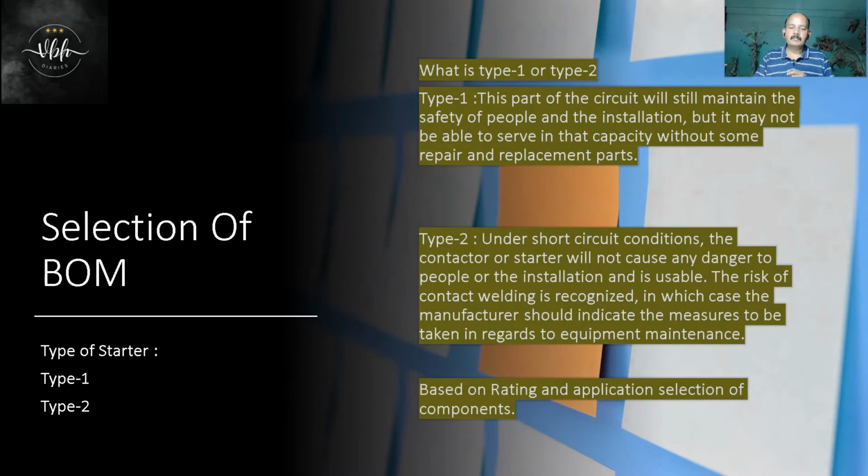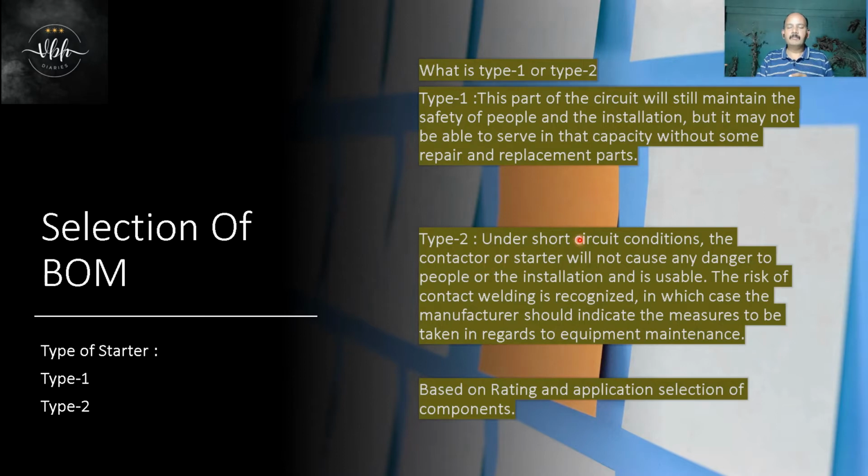The components play the major role here, because we need to refer to the OEM type charts, which are type tested by the OEMs. We have to refer to that. There are different charts available, which are type 1 and type 2 charts. So as per type 1 or type 2, we need to refer based on our application and our needs.